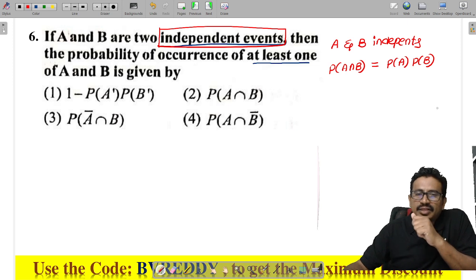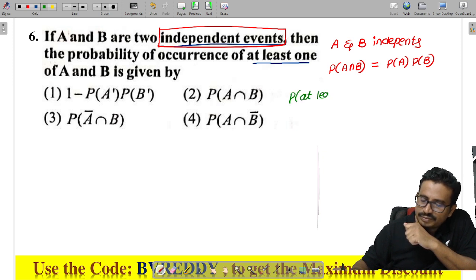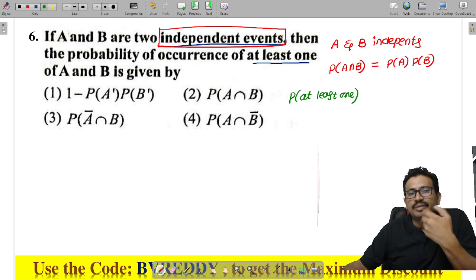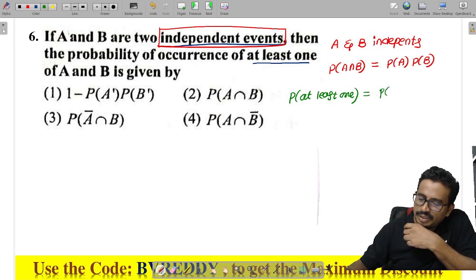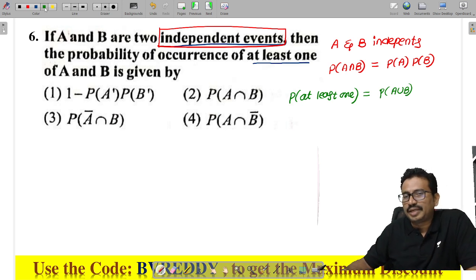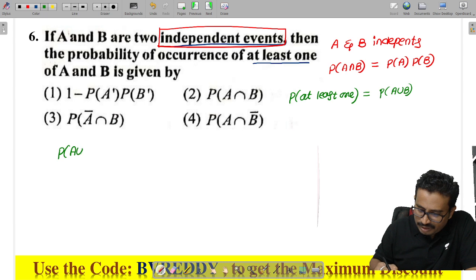And the probability of occurrence of at least one of A and B. They are asking for what? At least one. What is the meaning of at least one here? Either A or B or both. So at least one is nothing but P of A union B. Either A or B or both also. Right. Now you can see what P of A union B is.